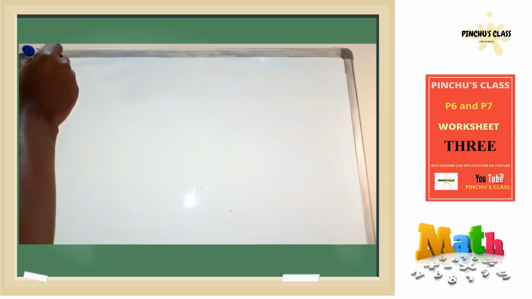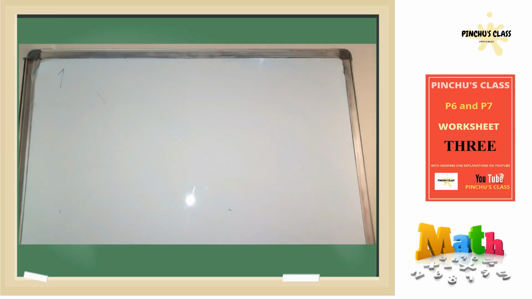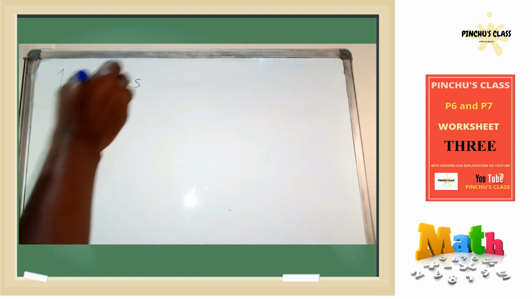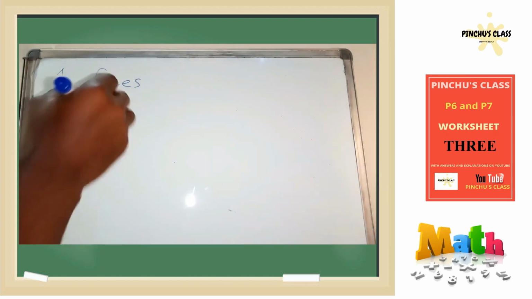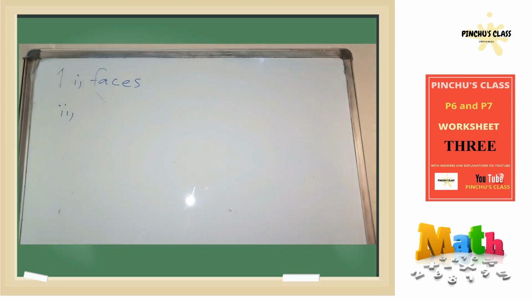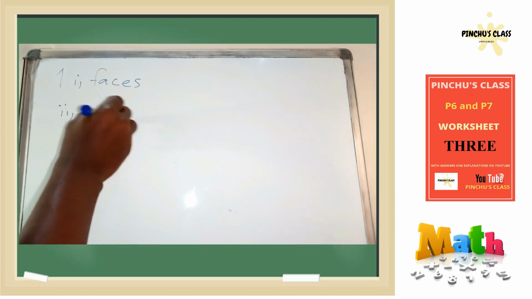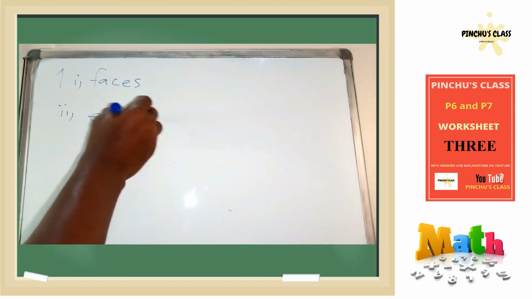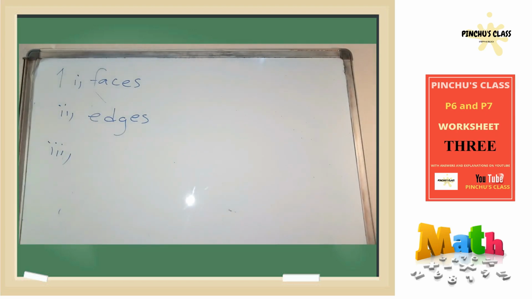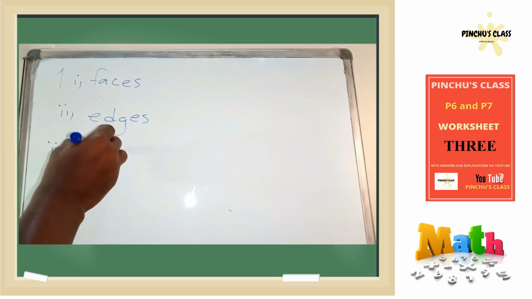Let's start with number 1. Number 1, we have that figure of a cuboid, and in part A they have told us to write down the number of faces. And then they have also told us to write, this is Roman numeral 1, Roman numeral 2, the edges, and then Roman numeral 3, the vertices.